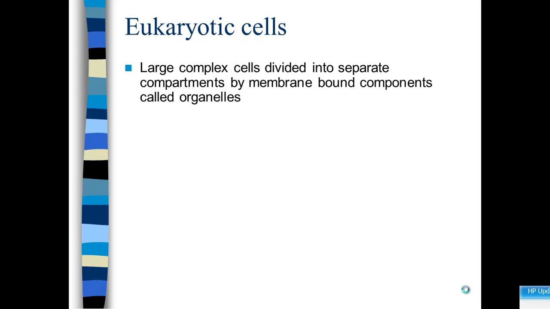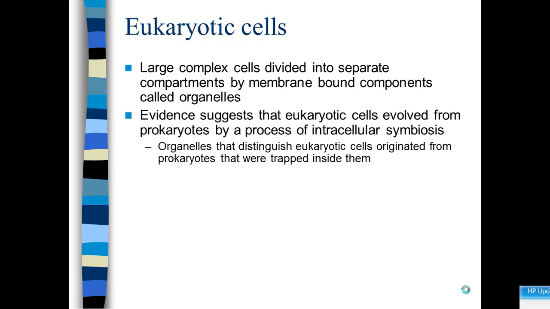Okay, so eukaryotic cell, organelles, and membrane-bound nucleus. There is evolutionary evidence that suggests eukaryotic cells evolved from prokaryotic cells via intracellular symbiosis. The hypothesis or theory is that prokaryotic cells were trapped in other larger prokaryotic cells, and then the smaller ones became organelles. The smaller ones that were aerobic bacteria became mitochondria. The smaller ones that were cyanobacteria became chloroplasts.